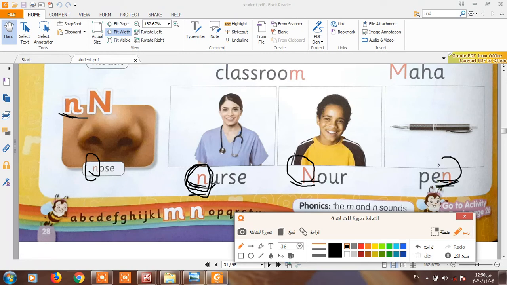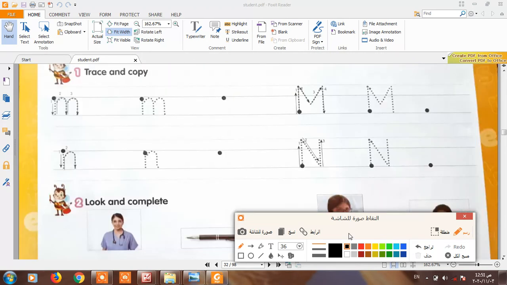N. Again, KG1, sound N. Nose, N. Nurse, N. Noor, N. Pen, N. Good job, KG1. Here, KG1, we found sound M and sound N. Repeat. M, M, N, N.